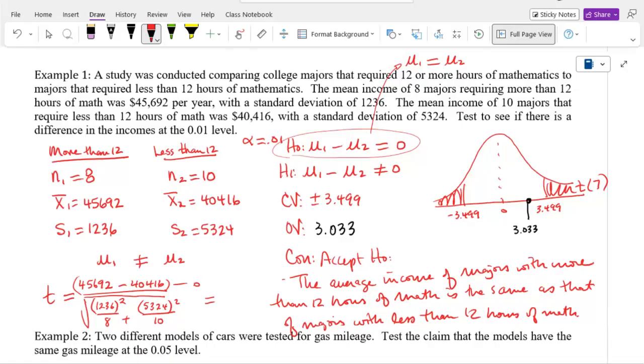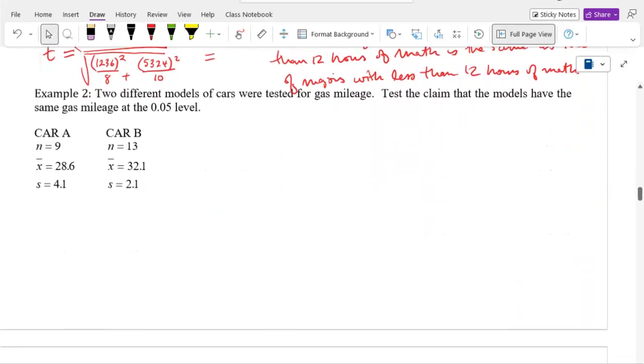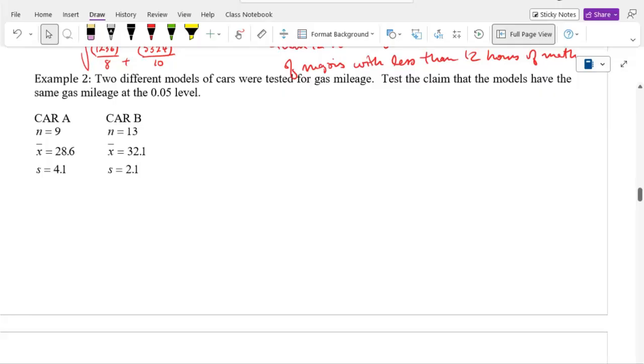All right, let's go ahead and look at example number 2. It says 2 different models of cars were tested for gas mileage. Test the claim that the models have the same gas mileage at the 0.05 level of significance. Okay, so we have model A and model B. Because they listed the information for us and we didn't have to list it ourselves, the first one provided is sample 1. The second one provided is sample 2.